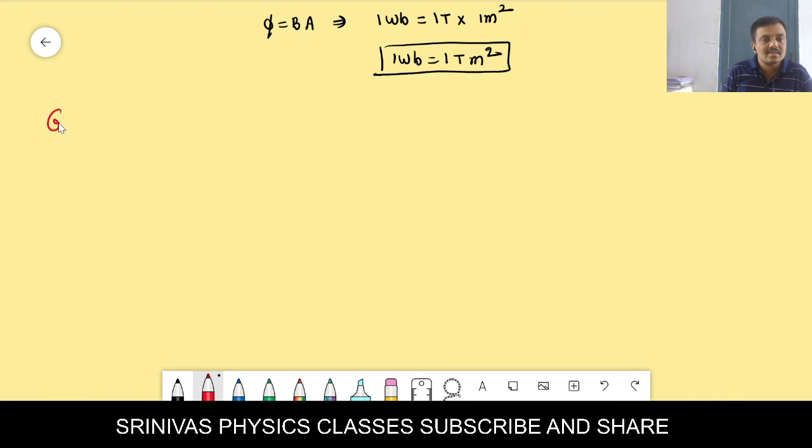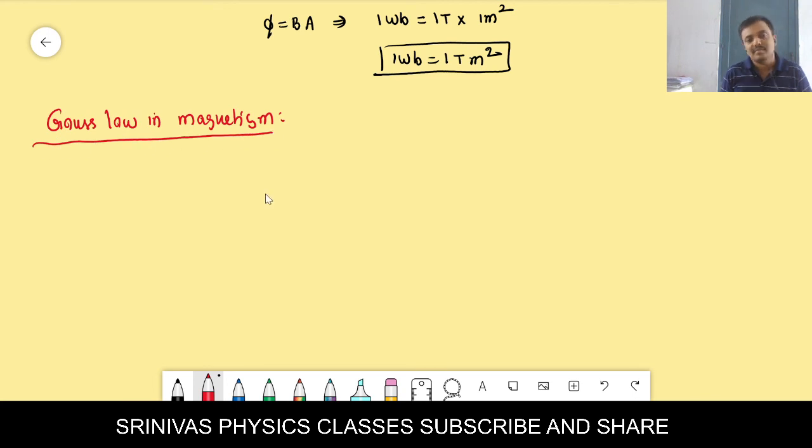Let us go for the Gauss law in magnetism. We learned the Gauss law in electricity. Now I am going to explain Gauss law in magnetism. What is Gauss law in electricity? In electric charges and fields, we learned the Gauss law. Anybody? Okay, that means you are not reading anything, right? Very good.